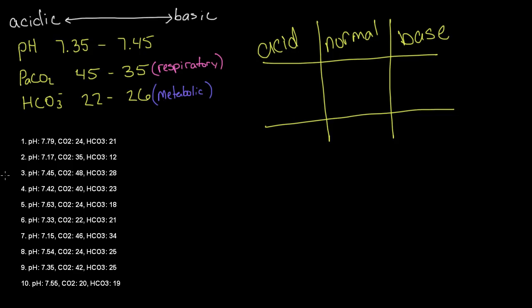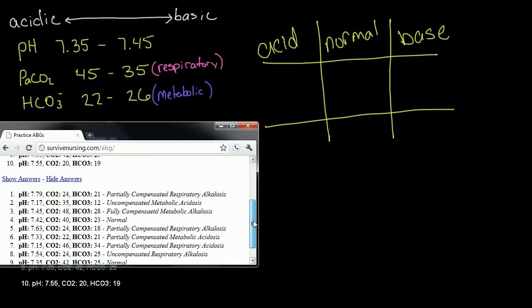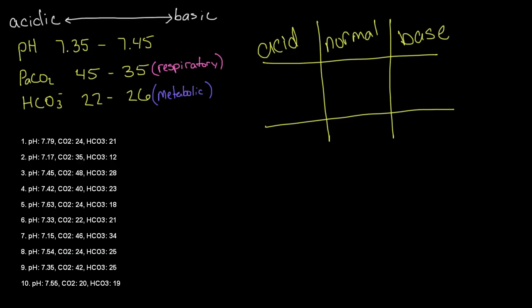Okay, moving on to problem number 10. Oh, actually, let's double check that really quick. So number 9 is normal. Normal. Okay. So number 10, pH of 7.55. This is basic. CO2 of 20. This is also basic. And an HCO3 of 19, which is acidic.